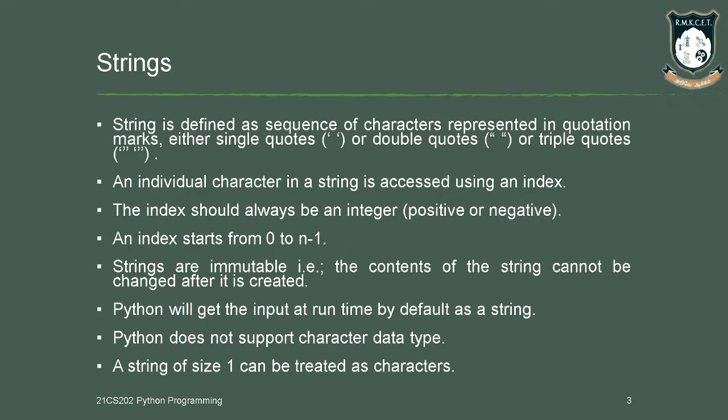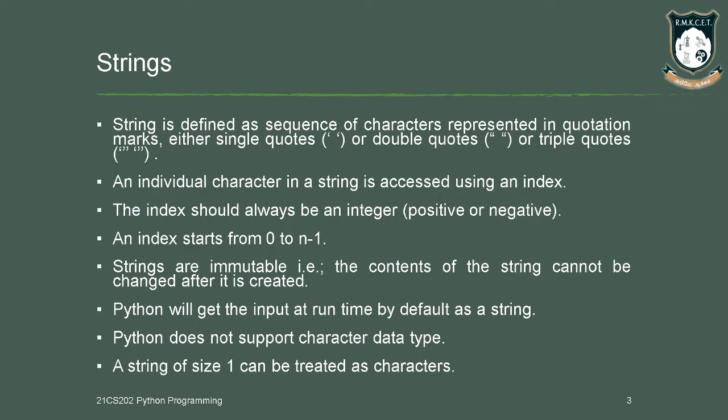Each and every individual character in the string data type can be indexed by using an index value. An integer value will be given for each character, starting from 0. The index numbering can be positive integers or negative integers. The indexing will be starting from 0 to n minus 1, that is from 0 till the number of characters minus 1.